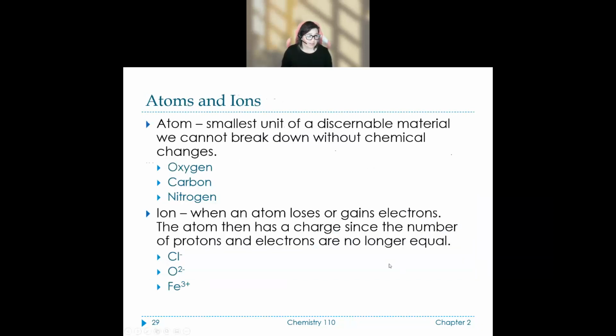So atoms. Atoms are the smallest unit of a discernible material which we cannot break down without chemical changes. We have oxygen, we have carbon, we have nitrogen. Those can all be atoms. Okay? These are things that exist on the periodic table. Ions.